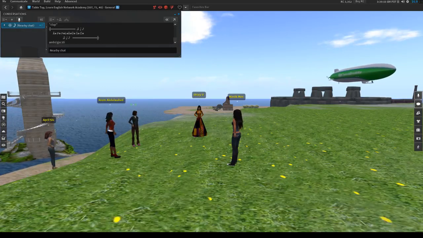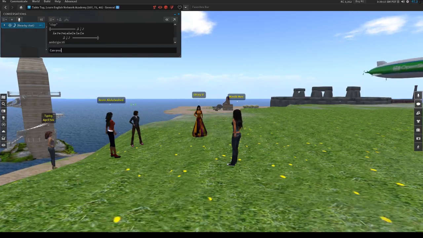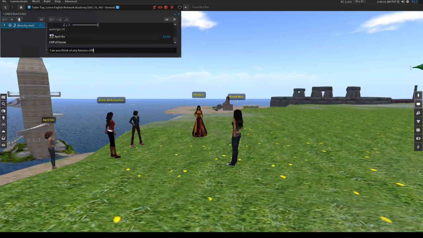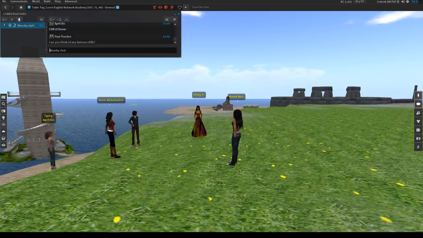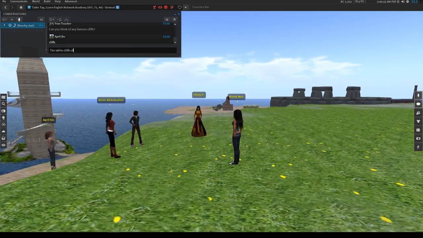Can you think of any famous cliffs? Now, I'm not talking about Cliff Richard, okay? Can you think of any famous cliffs? Cliff of Dover? That sounds like a person who lives in Dover. What kind of cliffs? Because we don't call them the Cliffs of Dover, we call them something specific, a colour.